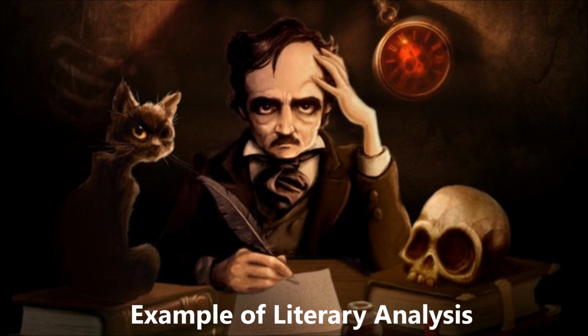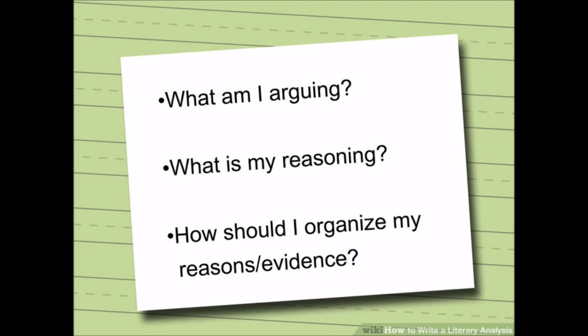Hi everyone. So today we're going to be talking about how to do literary analysis. I just wanted to give you a brief example of how to structure a paragraph within your essays when you're trying to analyze and explain a piece of literature. The first thing I want you to ask is, what am I arguing? What's my reasoning? Meaning, what are the pieces from the text that support your thesis or your argument?